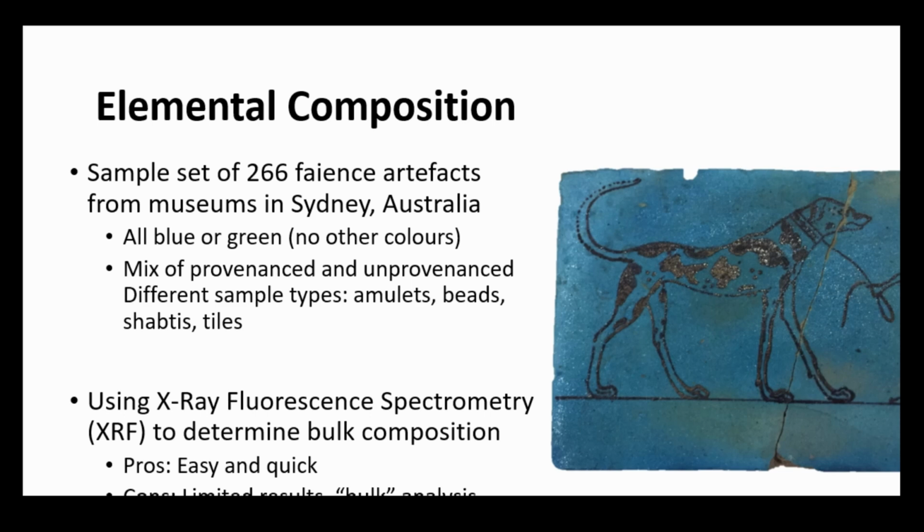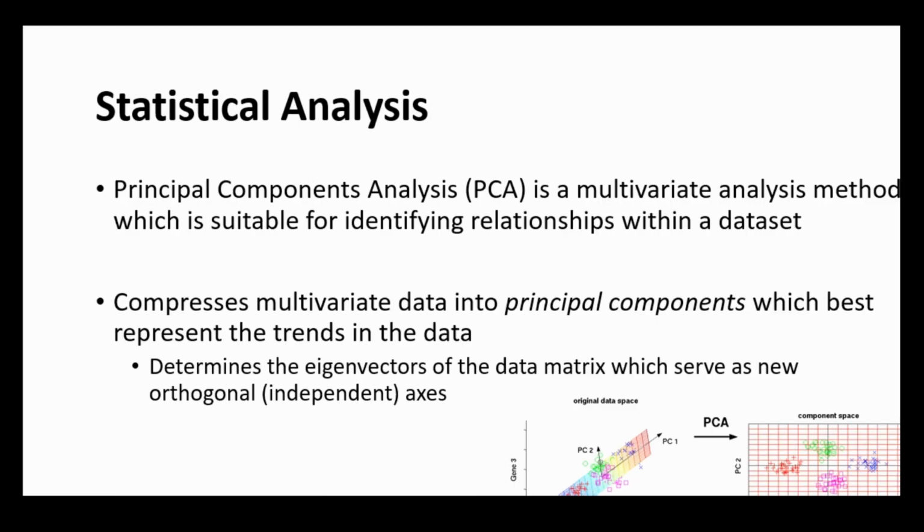And I say bulk analysis because the spot size is 25 microns. So bulk in the sense of a nano world is, wow, that's huge. But in the size of an artefact that big, it's not really bulk. So to combat that, we take multiple scan spots and average them to get an average bulk composition. So once we have our huge data set of elemental composition, we do some statistical analysis.